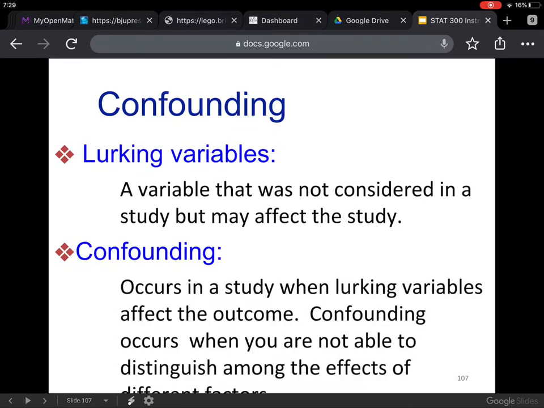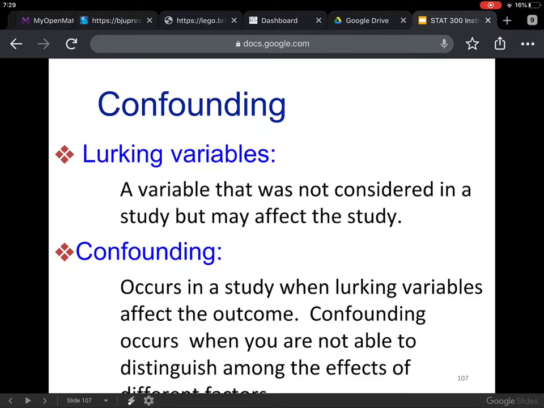Now let's talk about confounding a little bit. Sometimes there are what's called lurking variables. A lurking variable is a variable that is not considered in the study but may affect the study. And that's what confounding is, when you have not accounted for a variable that has influenced your study. Confounding occurs in a study when lurking variables affect the outcome. Another way of thinking about this is confounding occurs when you are not able to distinguish among the effects of different fertilizers or of the different factors, right? In our case, it was fertilizer.